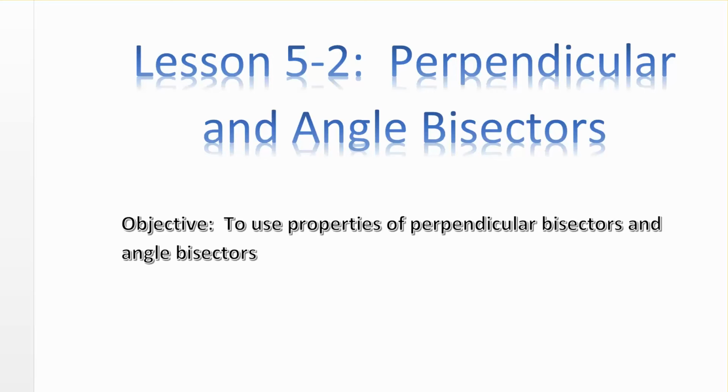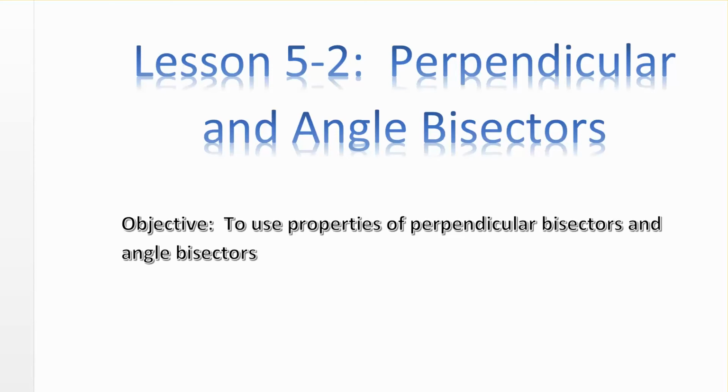Today we're going to go through lesson 5.2, which is on perpendicular and angle bisectors. We've already done some work with perpendicular and angle bisectors, but today we're going to look at some specific theorems that relate to both of these bisectors. Your objective for today is to use properties of perpendicular bisectors and angle bisectors.